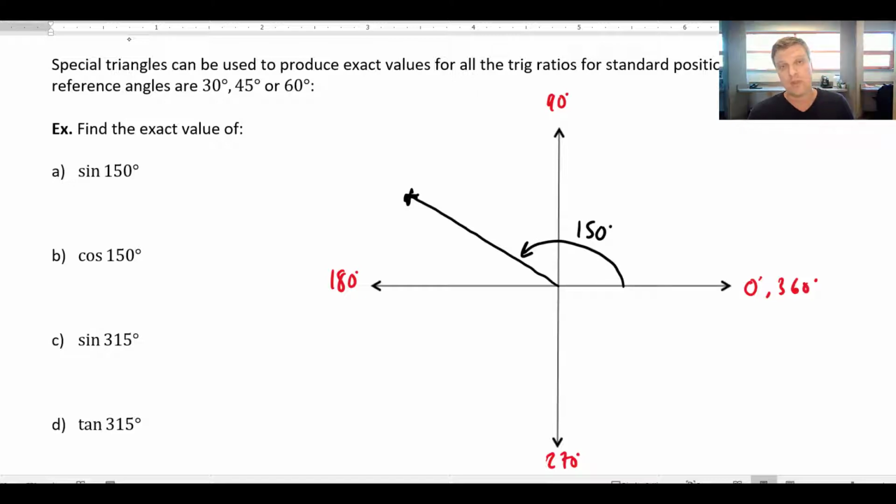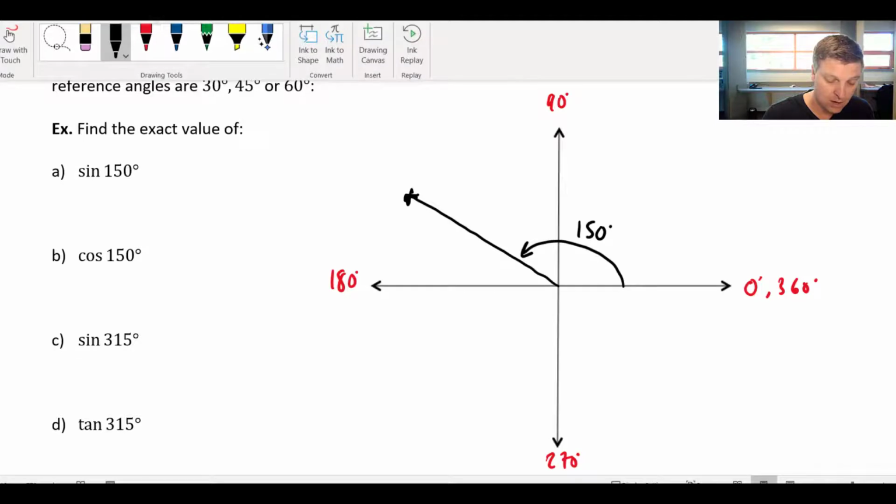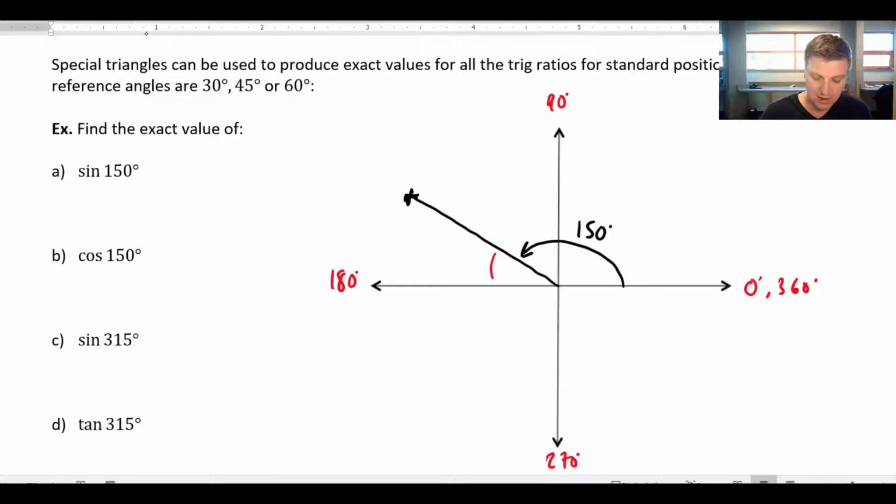The thing about 150 degrees is that it has a reference angle right here between the x-axis and the terminal arm of the angle. You can see if that's 150 and all the way to here is 180, then this will be 30 degrees. What that sets up is a right angle triangle, and that's going to be my special 30, 60, 90 triangle. And remember that the ratio for the reference angle is going to be related to the ratio for the angle itself, as we saw last video. So let's figure this out.